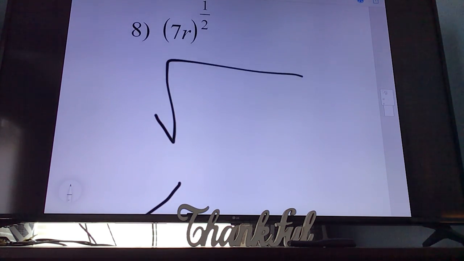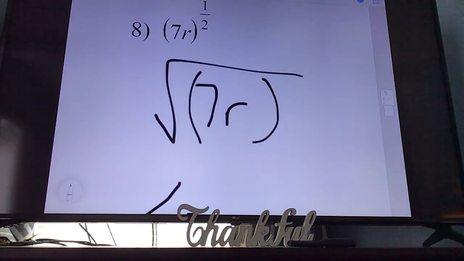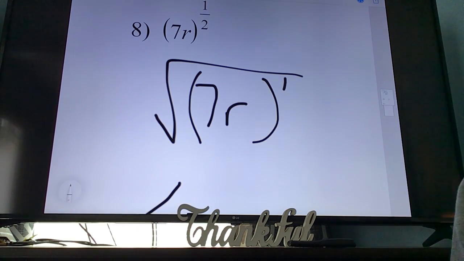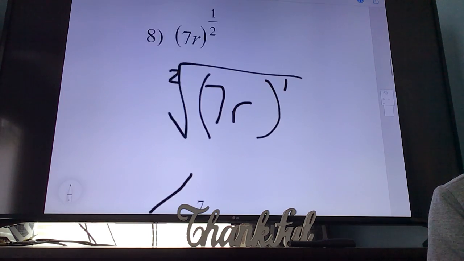So we could draw a radical, and you're going to have 7r. 1 goes on the inside, and a 2 goes on the outside. But with a regular plain old radical, you can either put the 2 there, or it's implied that it's there. There's an imaginary 2 right out here on the front. So it's okay if you put it there, or if you don't, it does not matter.